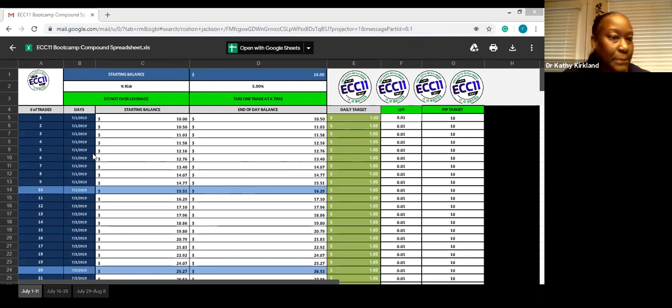So this is the compound interest sheet. It just depends on how much you start out with, depends on how fast you move up in the numbers. The smaller your account is, the slower it will move, okay? I am not knocking having a small account.